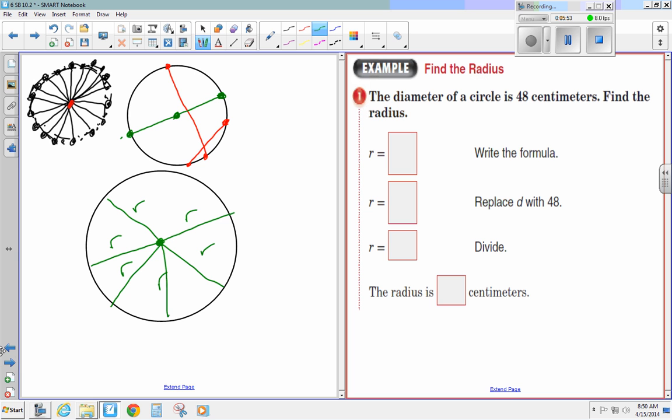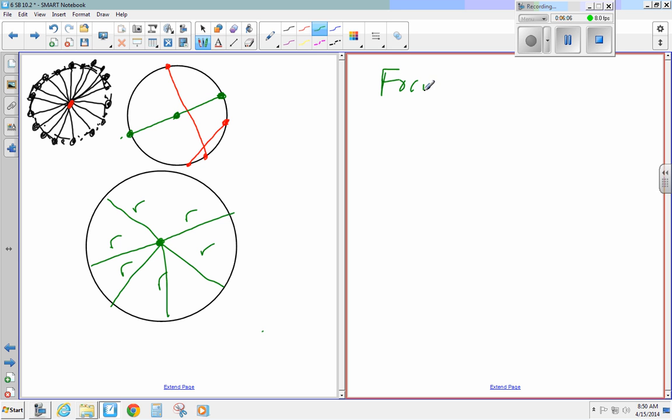All right. So the diameter of a circle is 48 centimeters. Find the radius. Before we do this, I'm going to go ahead and do some more formulas. The first one is that the diameter is equal to 2 times the radius. That's the definition. It's twice the radius. The radius, then, the inverse of that, would be the diameter divided by 2. So if you know the diameter, you divide by 2 and you get it.